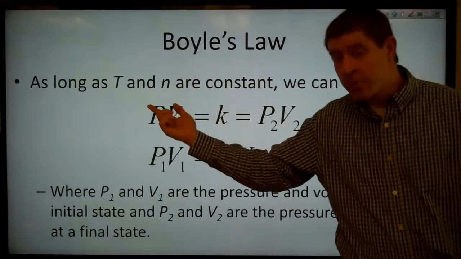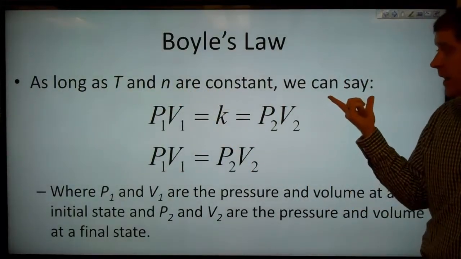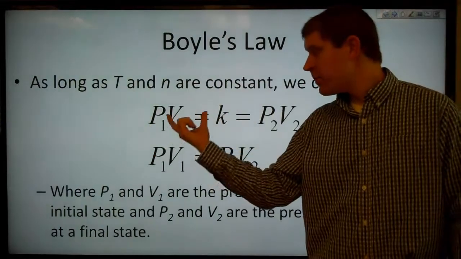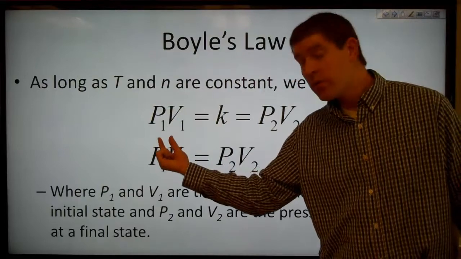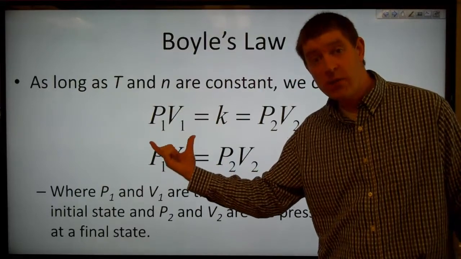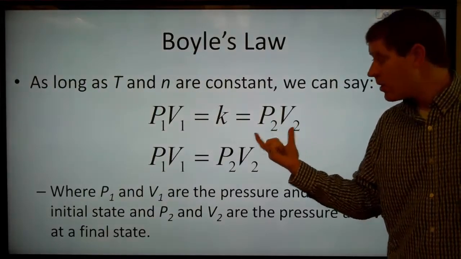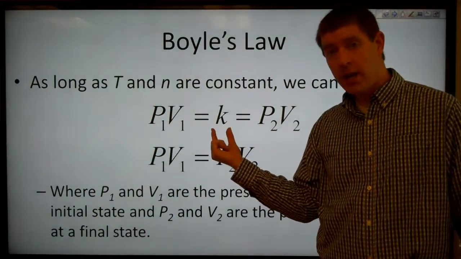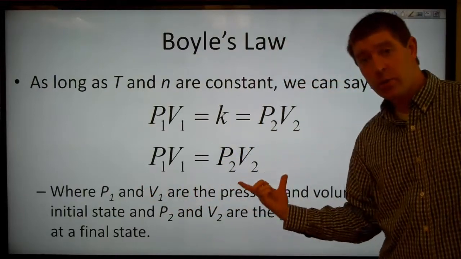So as long as temperature and number of moles, so T and N, are constant, that means that we can say that pressure times volume is some constant. So if we change from one set of pressure and volume, P1, V1, to some other set, P2, V2, well, P1 V1 has to be equal to K, and P2 V2 has to be equal to K, which means that we can say P1 V1 is equal to P2 V2.